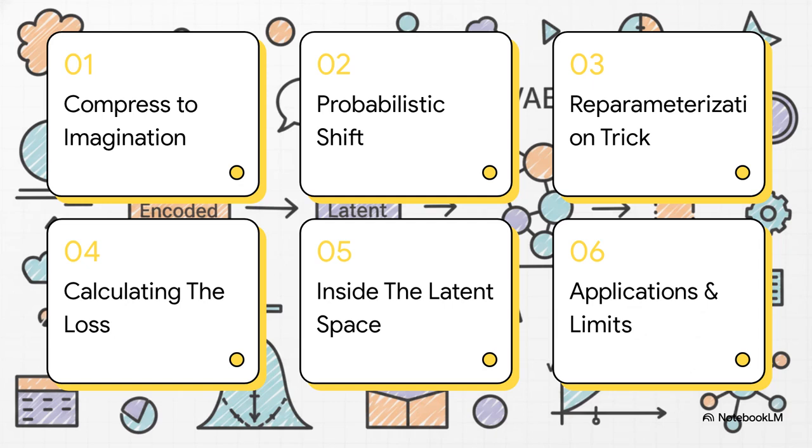We've got a lot of ground to cover today. Here's our roadmap. We'll start with the leap from compression to imagination, then cover the probabilistic shift, tackle the reparameterization trick, learn about calculating the loss, take a peek inside the latent space, and wrap up with applications and limitations. Let's get right into it.